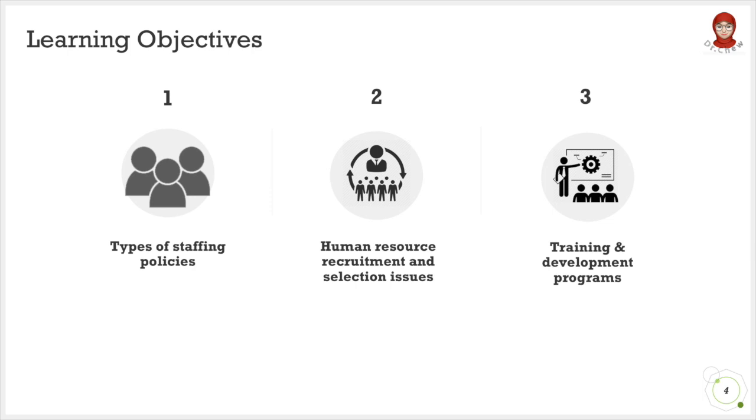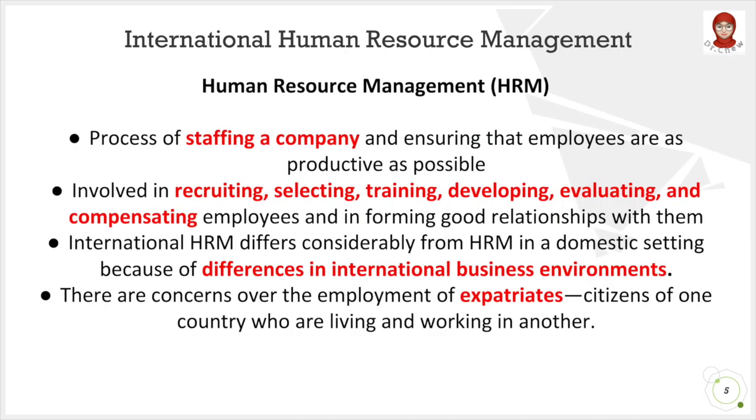So, before we start exploring the types of staffing policies, we will be briefly discussing what human resource management is. Human resource management, or simply HRM, is the process of staffing a company and ensuring that employees are as productive as possible. It requires managers to be effective in recruiting, selecting, training, developing, evaluating, and compensating employees, as well as in forming good relationships with them.